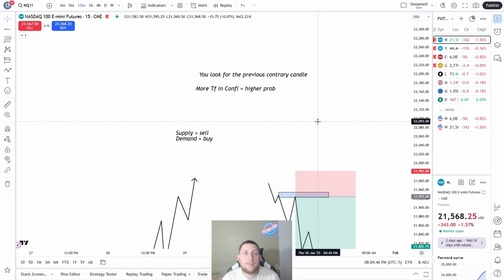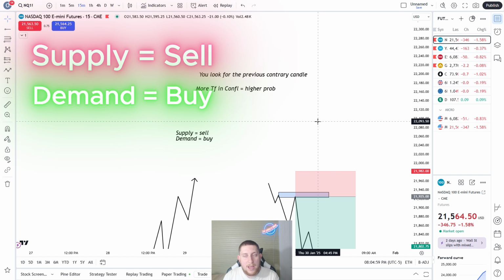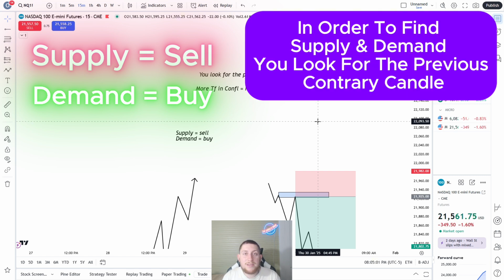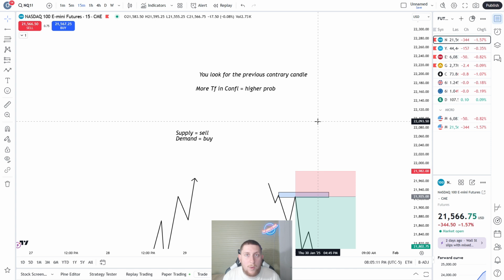So quick little recap, then I'm going to show you guys some real market examples. So the very basic: supply you sell from, demand you buy. We got that. You look for the previous contrary candle to mark your supply and demand levels. More time frames in confluence equals higher probability. Now, I'm not saying this is a 100% win rate, but the more time frames in confluence, the more levels for it to possibly reject before it gets to your stop loss. So that's going to equal a higher probability setup. So now I'm going to go ahead and show you some examples.